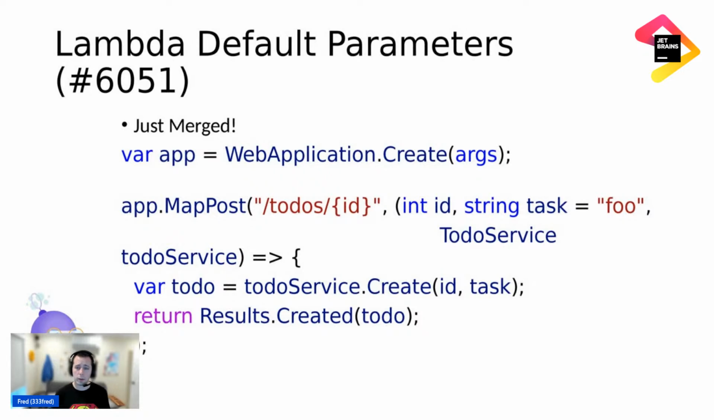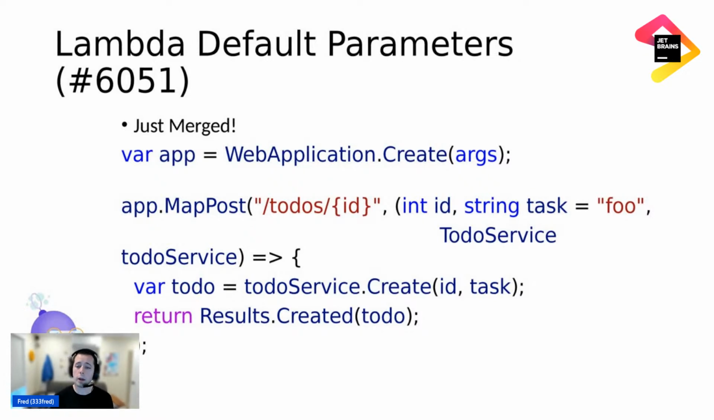Next, we're going to have Lambda default parameters. This one was actually just merged. One of our interns over the summer worked on this, and then it was finished up by Jan Jones, who was one of the new members of the compiler team. And this feature is inspired by the work that we've been doing on minimal APIs. And the idea behind this feature is that with minimal APIs in C# 10, we added the ability for lambdas to do almost everything that a regular local function can do, right?